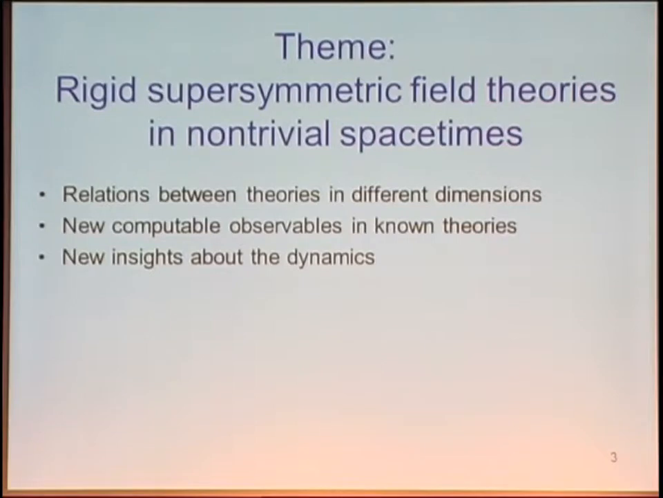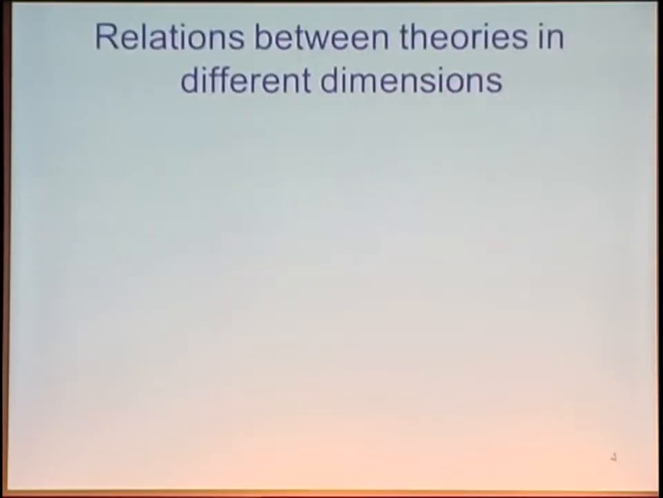So what people have found is interesting relations between theories in different dimensions. I'll elaborate on that on the next slide. Second, there were new computable observables in known theories. We can study known theories in non-trivial backgrounds, and that would be another line of development. And these new observables have led to new insights about the dynamics. So now I'll give 3 slides, 1 per bullet here.